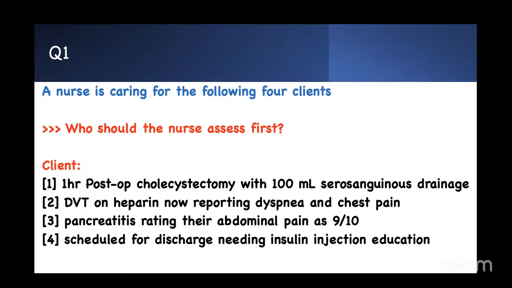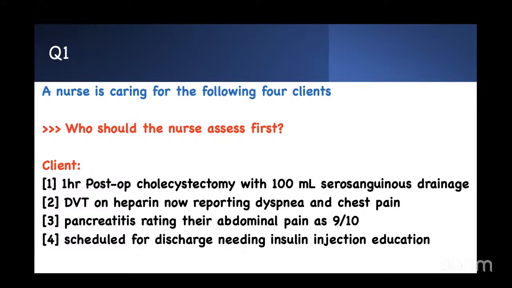Now we'll read it. I'll see if you can put down your answer in the comment section, and then I'll answer it. I give you 10 seconds or 20 seconds. The nurse is caring for the following 4 clients. So think about it as we read through. Who should the nurse see first?